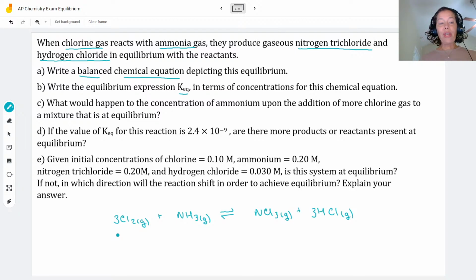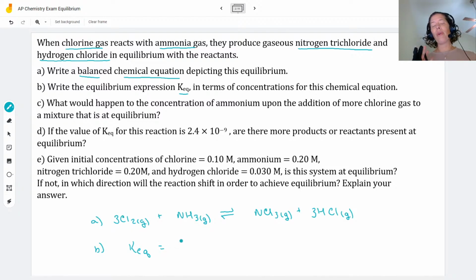Okay, so this is part A. This is our answer for part A. This is our balanced chemical equation for this equilibrium expression. And I think I can fit part B in here. So let's go ahead and write a KEQ for this.